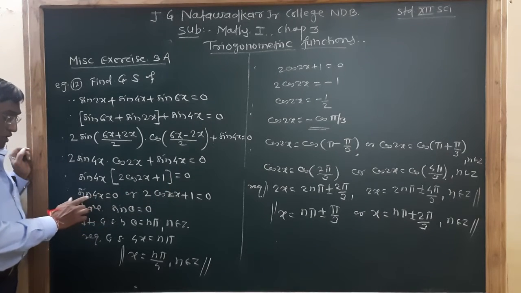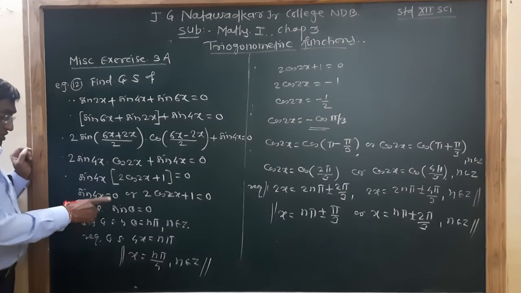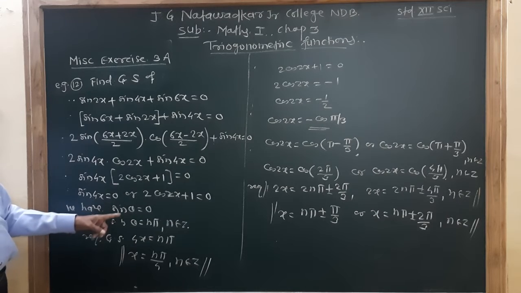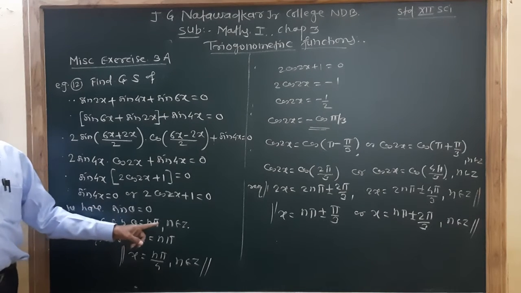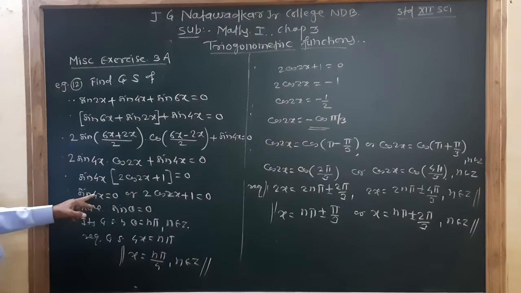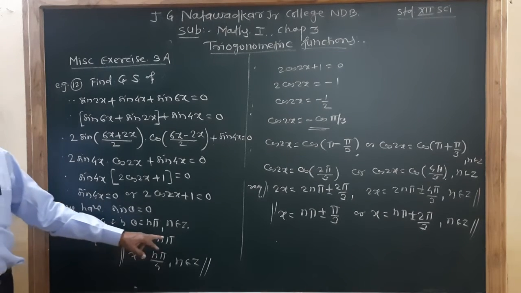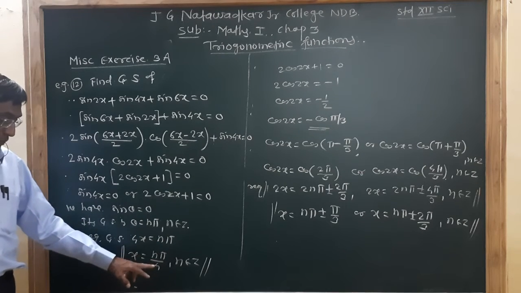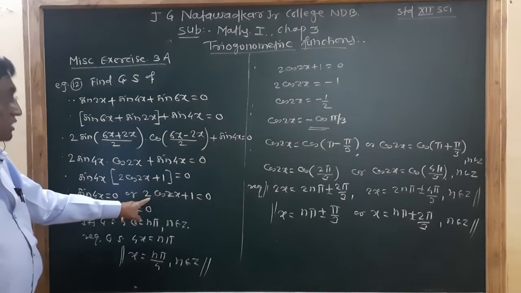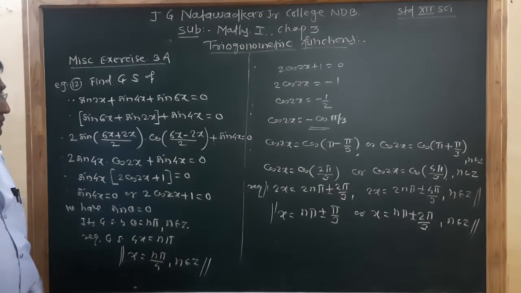So now I will take sin 4x = 0. It is just like sin θ = 0, and you know that the general solution of sin θ = 0 is θ = nπ, n belongs to Z. By comparing, here θ is 4x. Therefore the required general solution of sin 4x = 0 is 4x = nπ, so x = nπ/4, n belongs to Z. Okay, understood this?